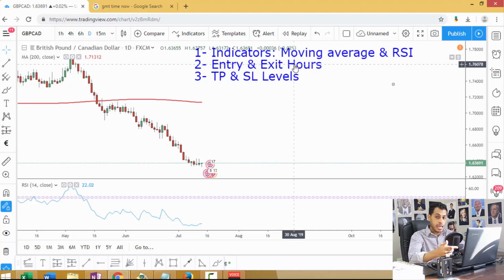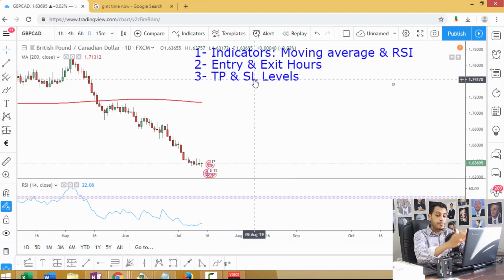the next day to hit either the take profit level or the stop loss level. If by 1 p.m. the next day we didn't hit the take profit nor the stop loss level, then we are going to exit the trade no matter what. So if we are in profit at the time, we are going to exit the trade for profit.